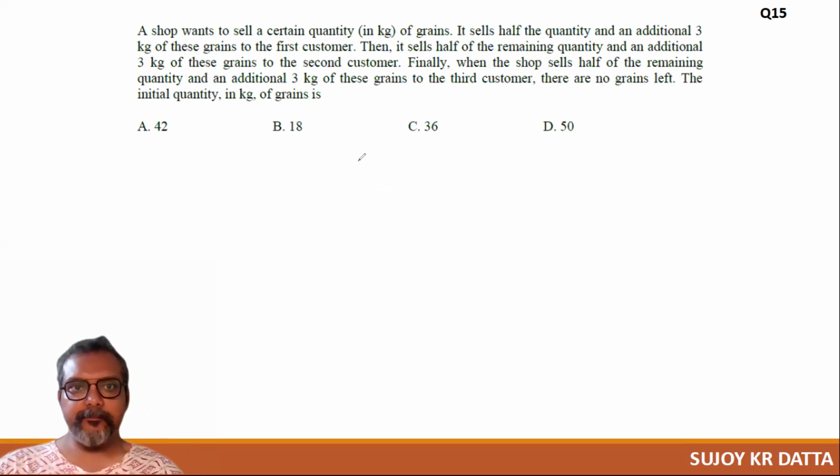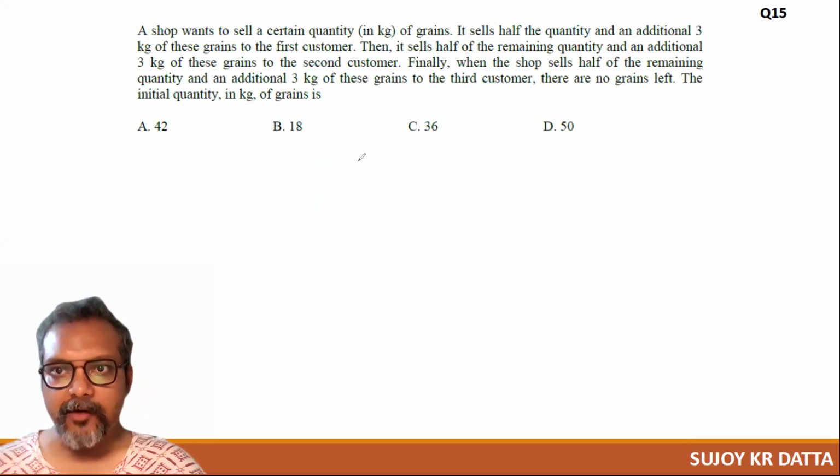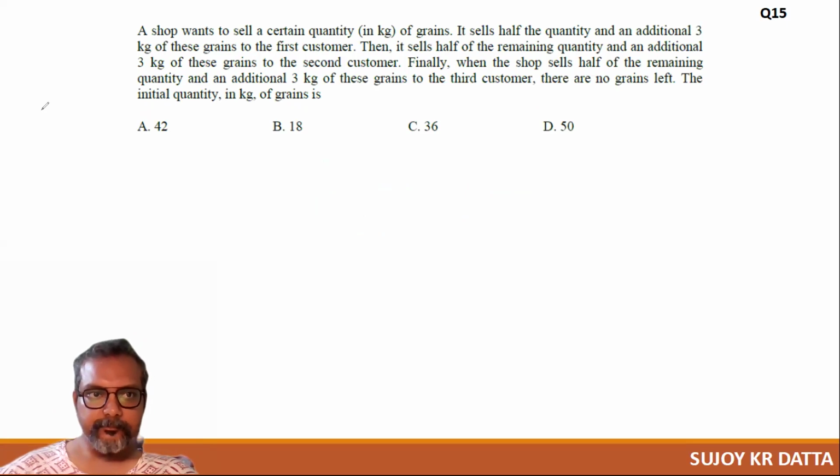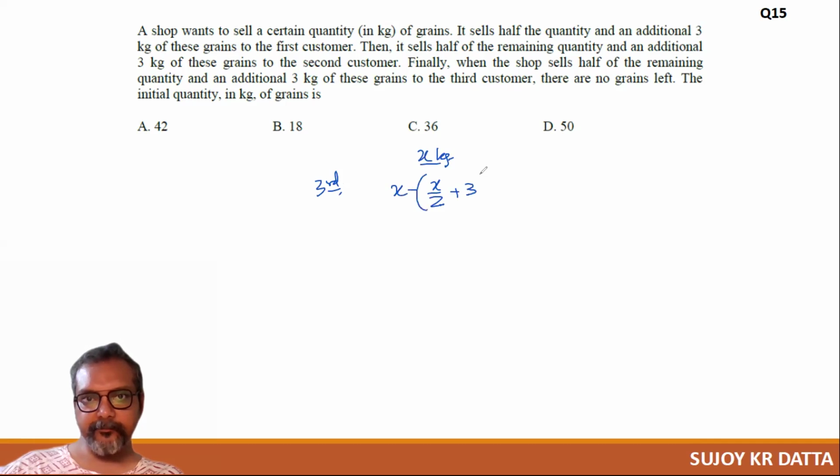A shop wants to sell a certain quantity of grains. It sells half the quantity and 3 more to the first customer. Then it sells half and 3 more to the second. And then it sells half and 3 more to the third. And then there's nothing left. So if I go with the third customer, before the third customer comes, you have X kg of grains. So you give away half and 3 more. So you're left with this. So X kg is when the third customer has come.